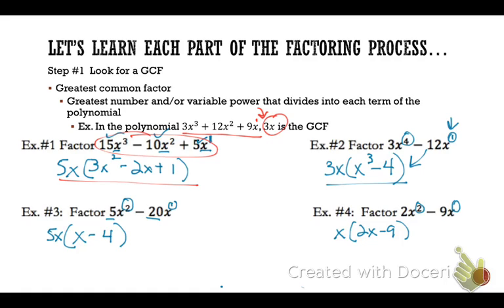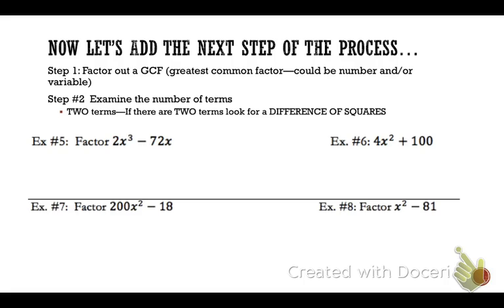You can always check and see if you have factored out a greatest common factor correctly. You can multiply back, distribute back, and see if you get what you started with. If you do, then you factored your greatest common factor correctly. Now look down to the bottom of your note sheet. Now we're going to add the next step of the process. So we don't abandon step 1. We always will look for a greatest common factor, but then we will add step 2.